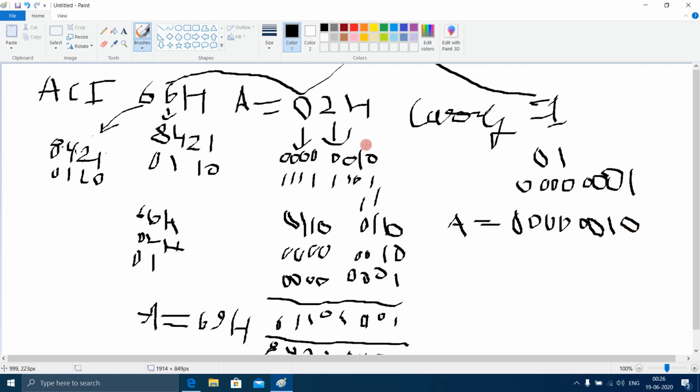Why are we taking A equal to 02? Why not only 2? Because the accumulator is of 8 bits. If I take only 2, it will represent only 4 bits. So I'll have to take 02.